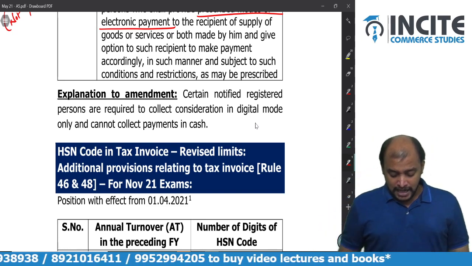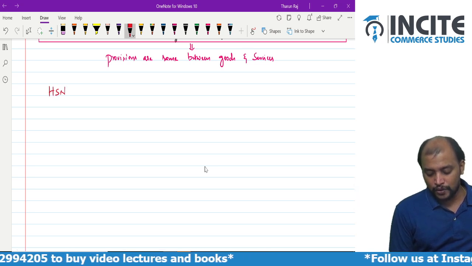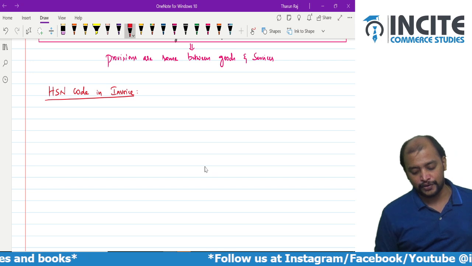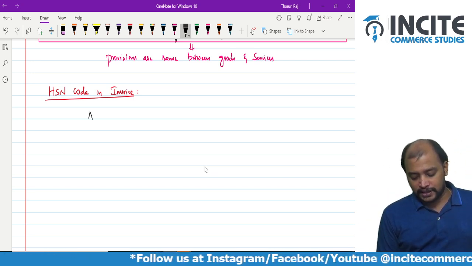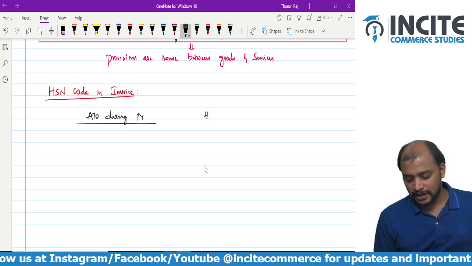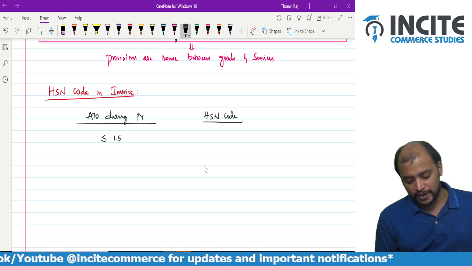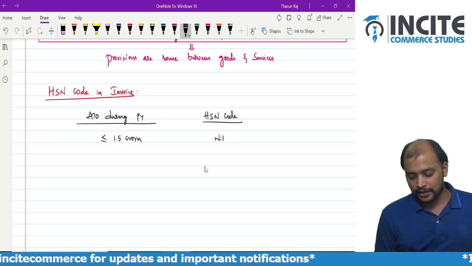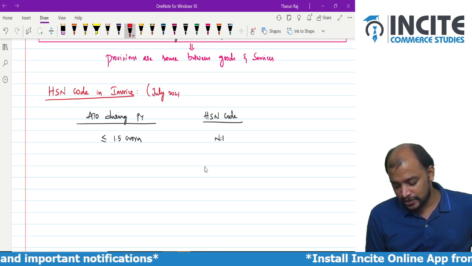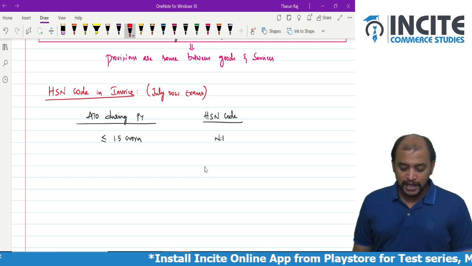What is applicable for your exam? HSN code in invoice, what is the provision? If the aggregate turnover during the previous year does not exceed 1.5 crores, then HSN code is not at all required. This concept is only applicable for the July 2021 exam. Aggregate turnover during previous year does not exceed 1.5 crores, HSN code is nil.